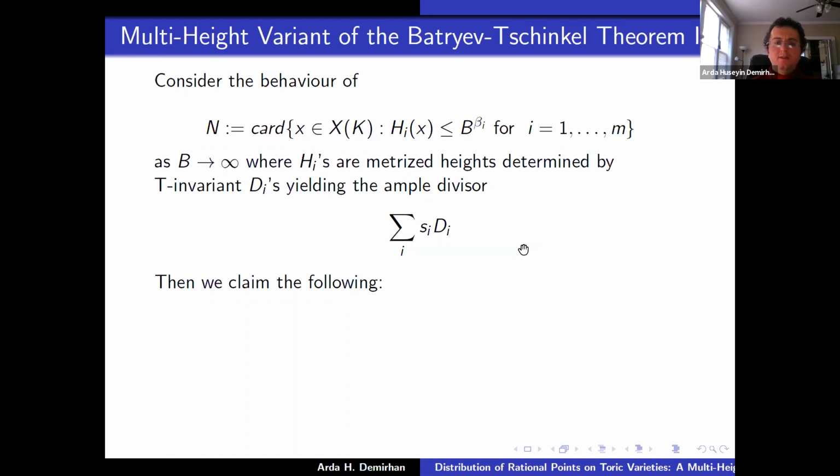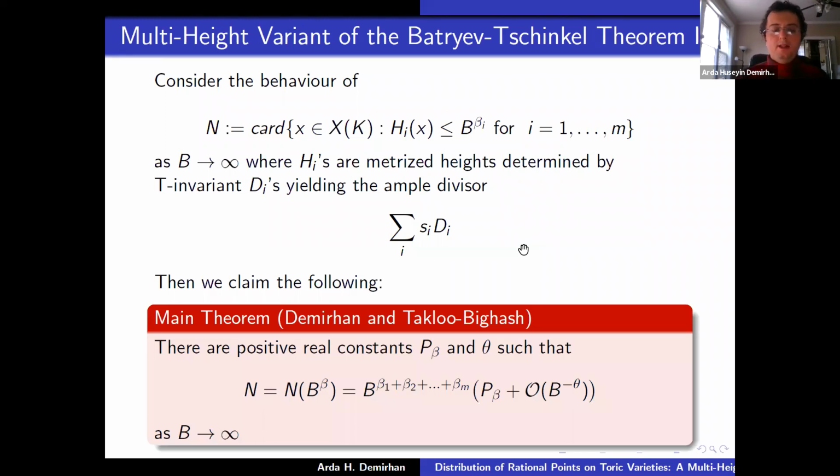One very important remark here is we are not throwing away any accumulating subvariety, so we are not just counting the points in the torus, but in fact in the toric variety, the whole variety. Now our main result tells us about the asymptotic of this growth function. For some positive real constants, p_beta and theta, the growth is given by B to the power of the sum of beta, which is a vector, times the constant p_beta, plus an error term of B to the negative theta as B goes to infinity.